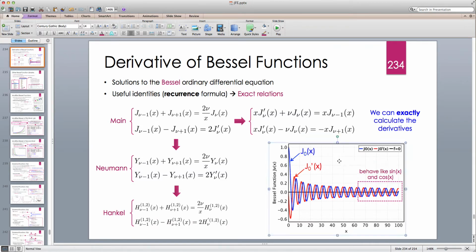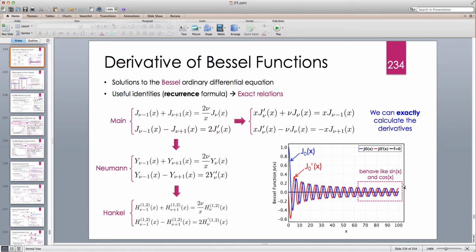So here's an example. I'm plotting j0 of x from 0 to 100, and then I'm also plotting the j0 prime, which means the derivative of the Bessel function, with red. And as you expect, whenever j0 reaches its peaks, j0 prime crosses the horizontal axis, the 0 axis, all right?